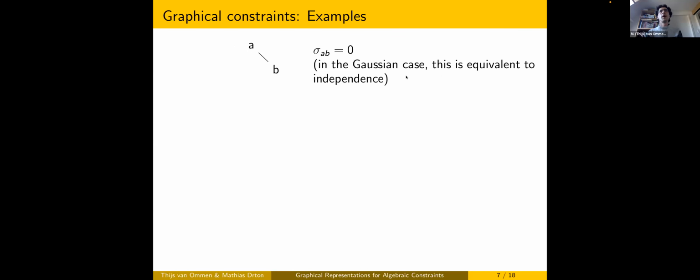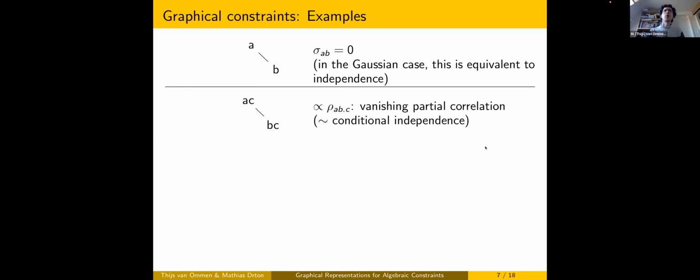Now, as I mentioned, in the linear structural equation models we're usually assuming that the noise terms are Gaussian. That's because in the Gaussian case, having this covariance equal to 0 is equivalent to having independence. Right, so that's the marginal independence. Similarly, for conditional independence, in the Gaussian case, that corresponds to having a vanishing partial correlation. So this is the notation for partial correlation. Those correspond to a conditional independence between A and B given C. And that would take this form.